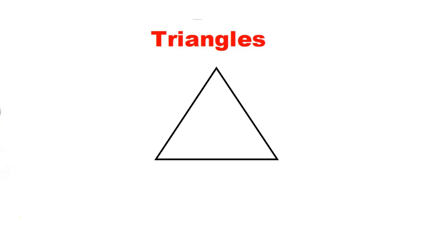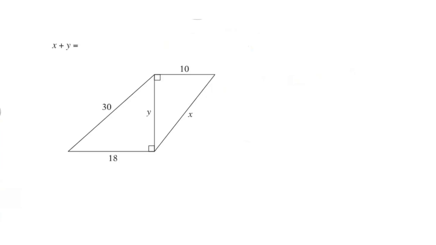Hello, today we are going to try some triangles questions. The most important rule you need to know is that the sum of all the interior angles of a triangle is equal to 180 degrees. So if these interior angles are x, y, z, then x plus y plus z equals 180 degrees. Let's start with the first question.